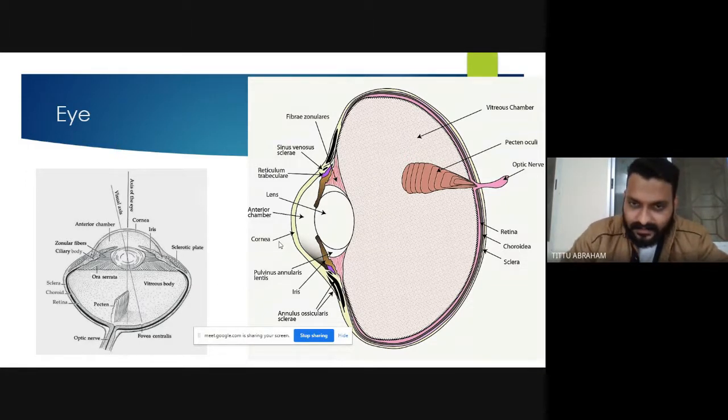So just know the names of these, just to know what is the next slide. I made it very simple so that normal people can understand.